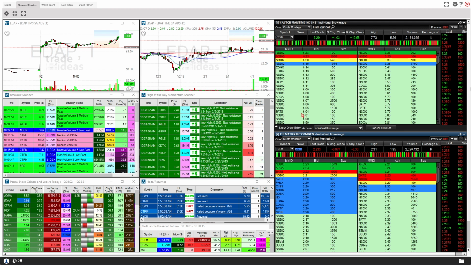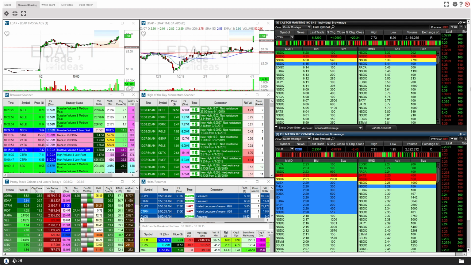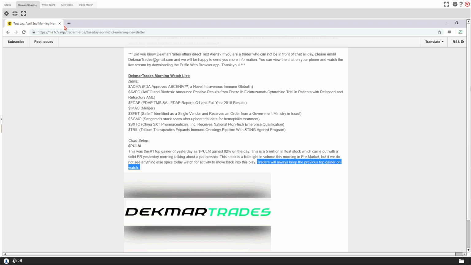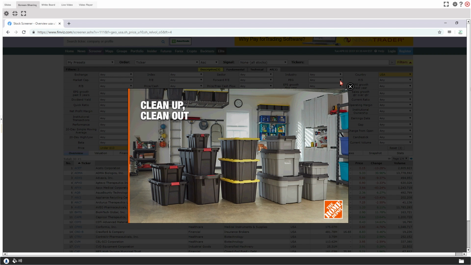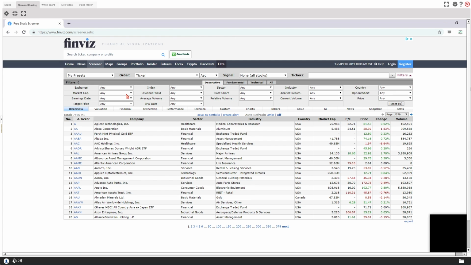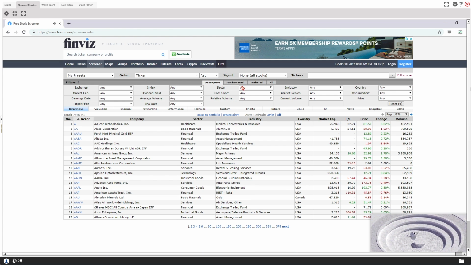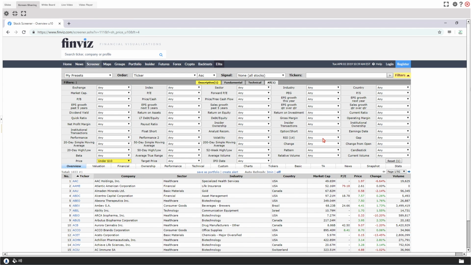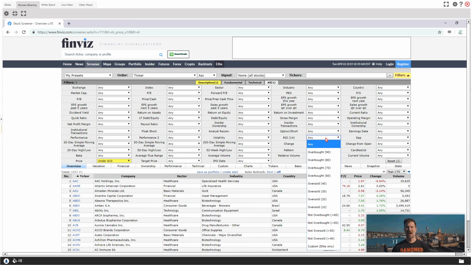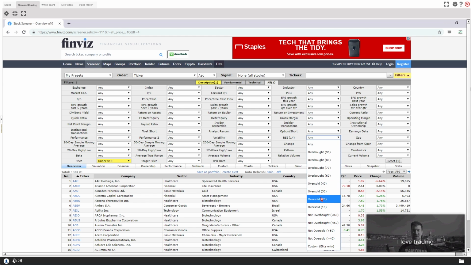All right, so let's dive in on this, and we can see right here, if we go to www.finviz.com, go right back to this site. Let's set this up. So we have our price underneath $10. After that, guys, we're going to go to RSI right here. We're going to go to oversold on a 40.